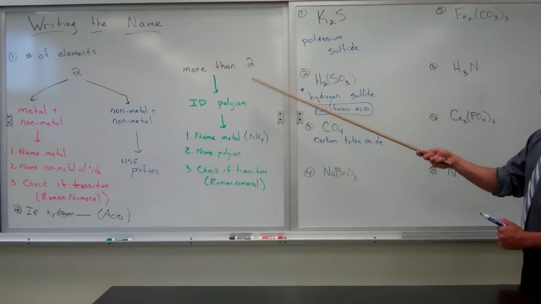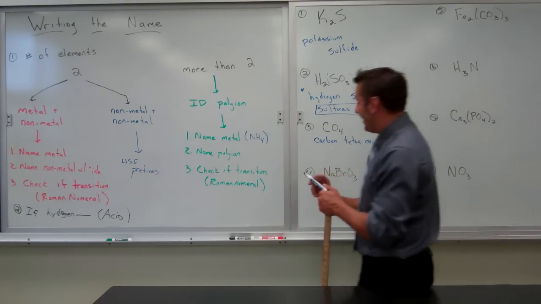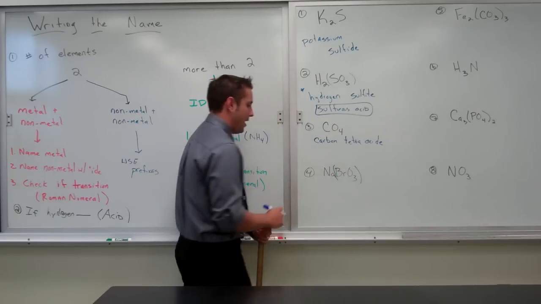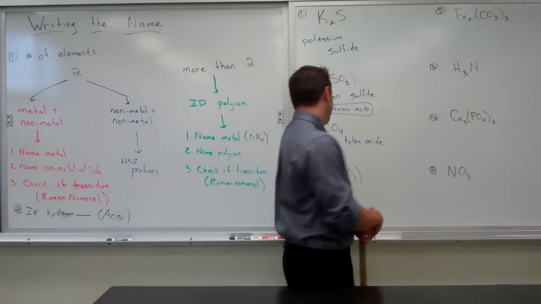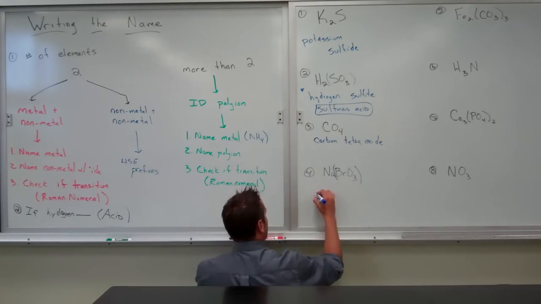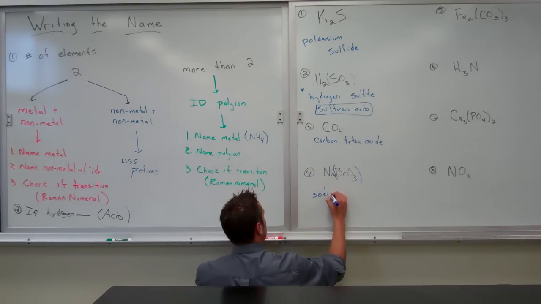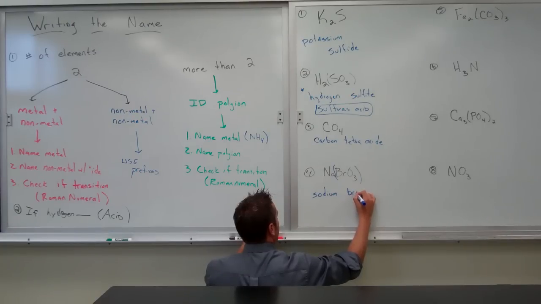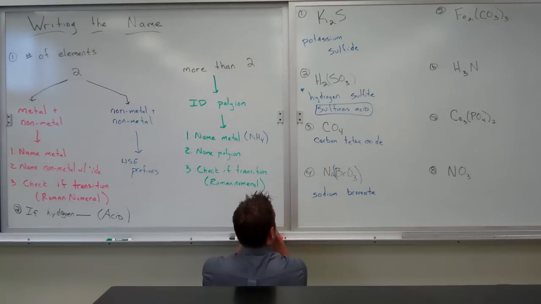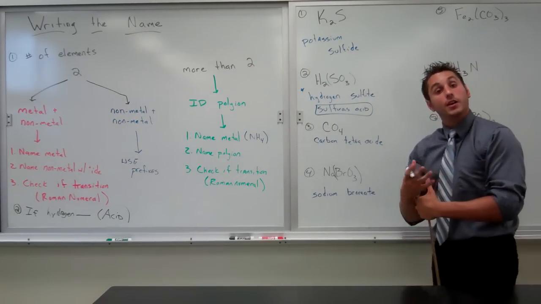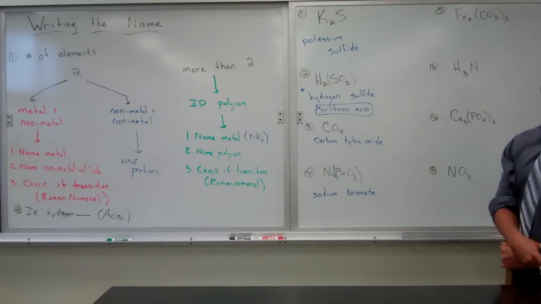Number 4, NaBrO3. We have more than 2 elements, so I find my polyion. Again, most often it's the non-metal portion, so BrO3. I name my metal. Na is sodium. I name my polyion. BrO3 is bromate. And then, is sodium a transition metal? It is in group 1, so the answer is no, we do not need a Roman numeral.